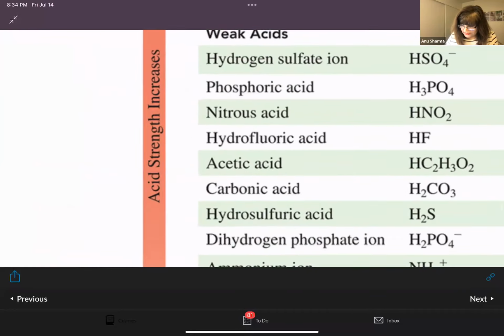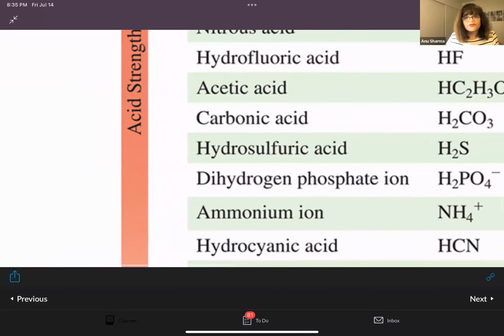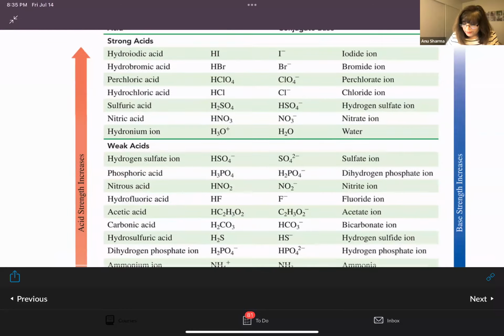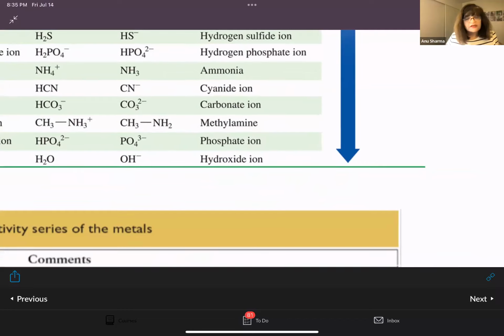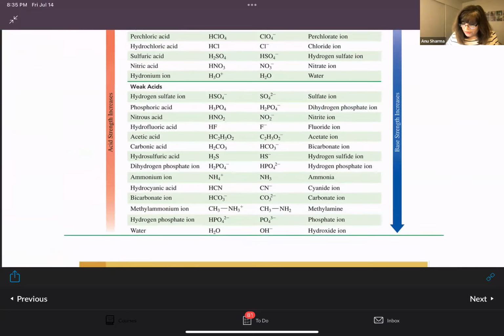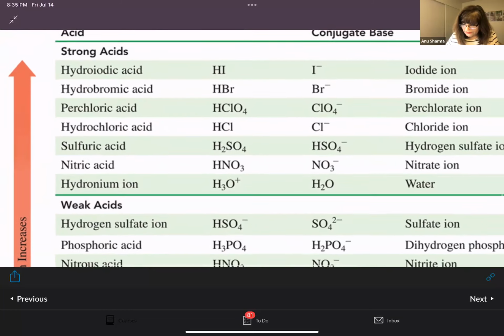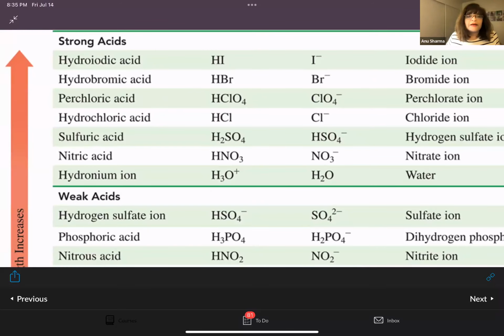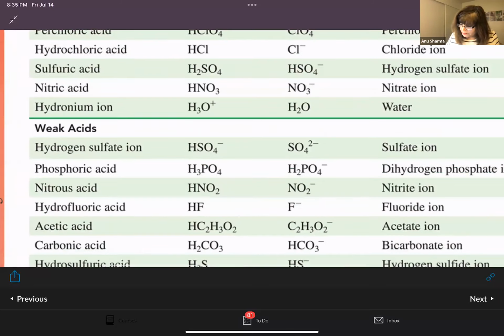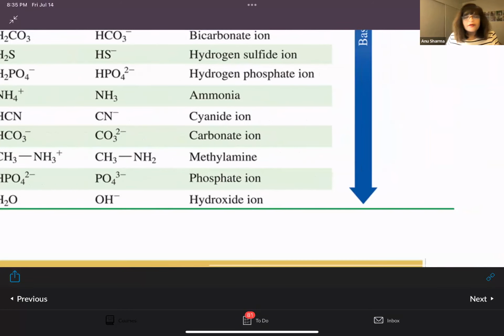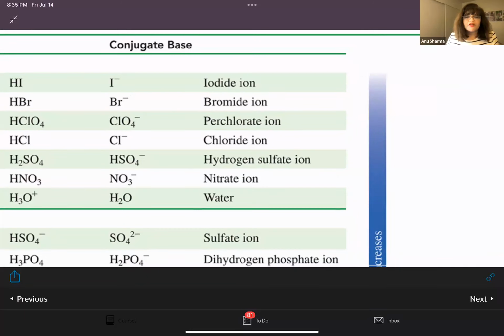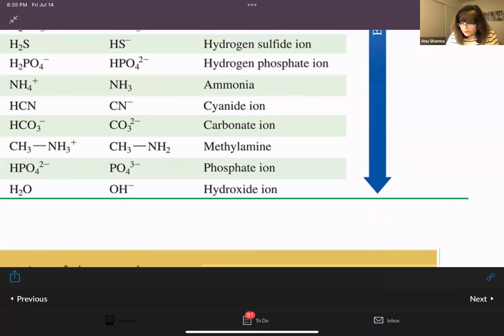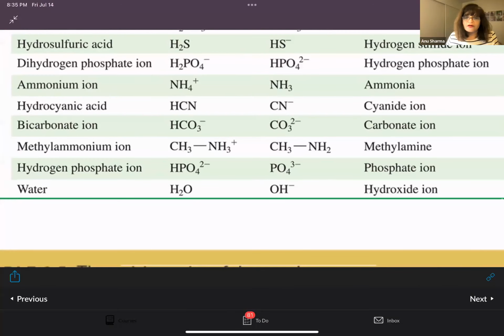On one side you see the strength of the acid moving up. On the other side, it's coming down from top to bottom. Strong acids are the ones on the top left, and on the bottom left are the strong bases. The conjugate bases of strong acids are always weak, and the conjugate acids of strong bases are weak.